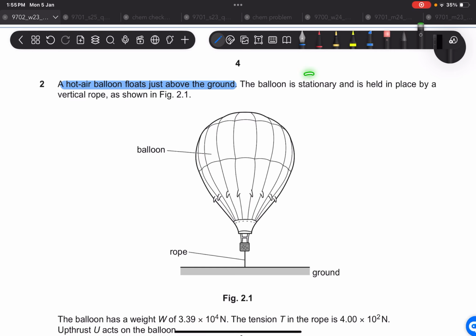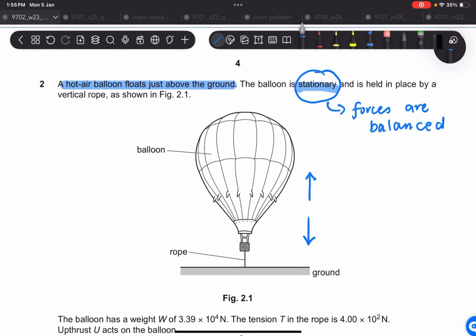Okay, the balloon is stationary. Now a normal person might think, okay, it's stationary, it's fine, just let's read the other thing. But what I'm going to do is, if it's stationary, that means the forces are balanced. So that's the thinking process. You have to convert every important word you're reading into something related to the formulas. Forces are balanced. That means upward force equals downward force. And it is held in place by a vertical rope as shown in figure 2.1.